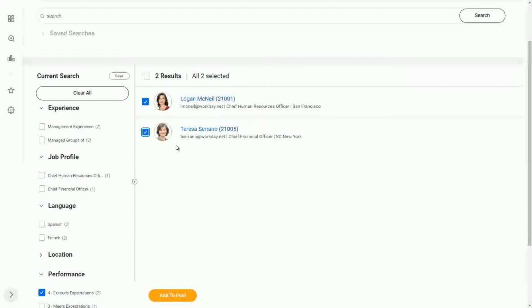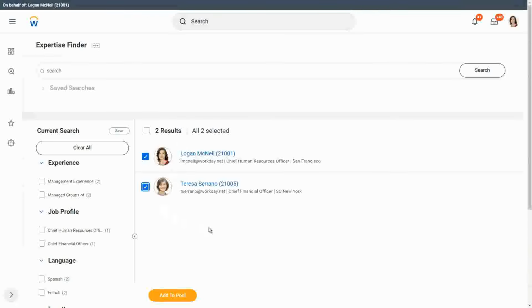So let's look at exceeds expectations. So we have, oh my god, two of our favorites, right? Logan McLean and Teresa Serrano. So they have exceeded expectations. So you can select two and you can add them to a talent pool. Okay, so this report doesn't allow you to compare, but the Find Workers does.